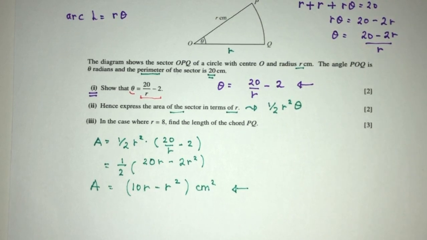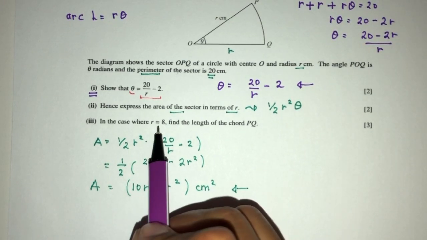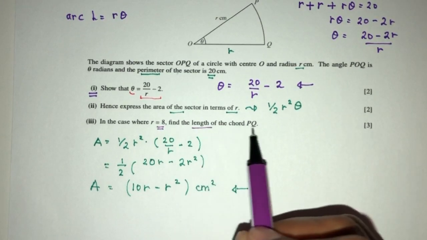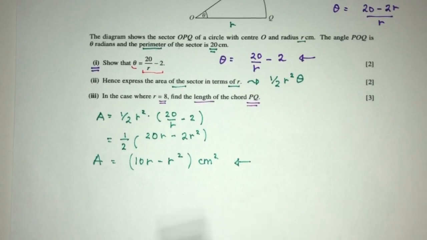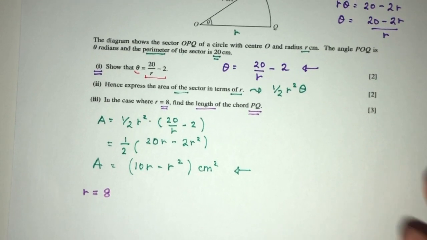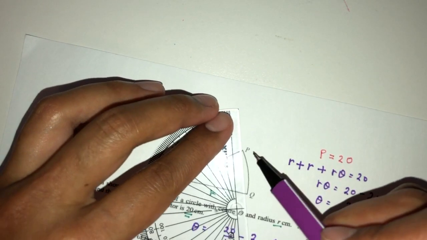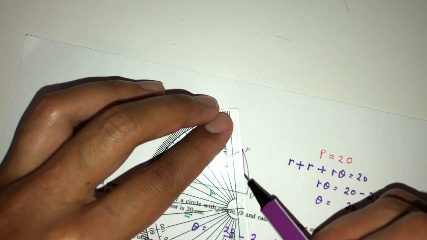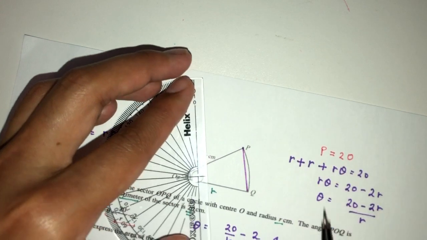Let's move on to part 3. In the case where R is equal to 8, we have to find the length of the chord PQ. So now we have the value of R is equal to 8. We have to find the length of the chord PQ. First, we have to understand what the chord PQ is. The chord PQ is simply P joined to Q by this straight line. So we have to find this length.